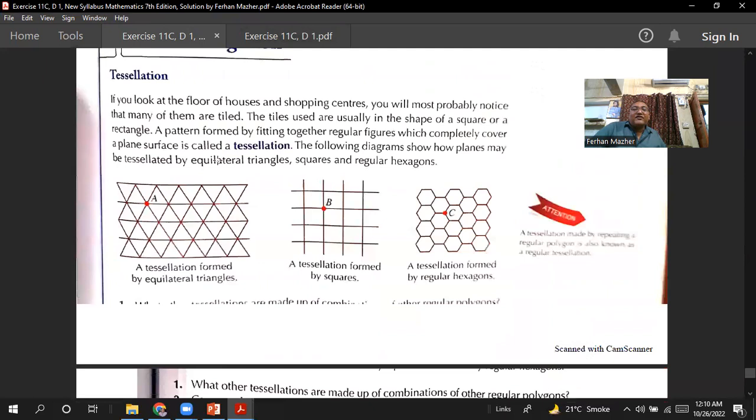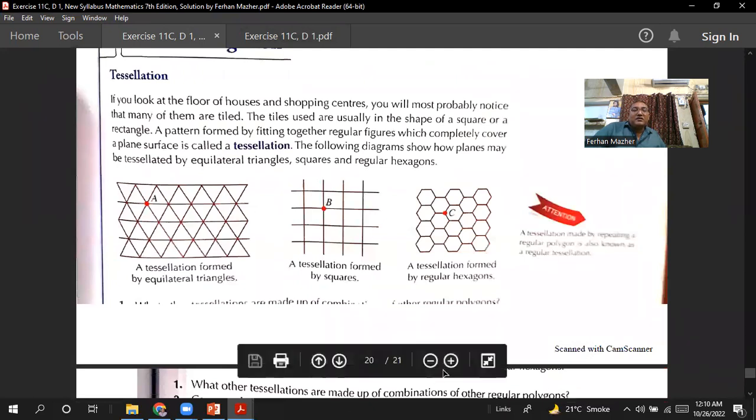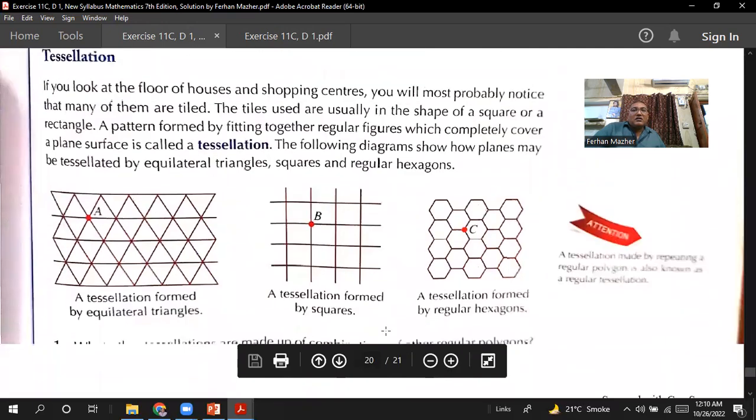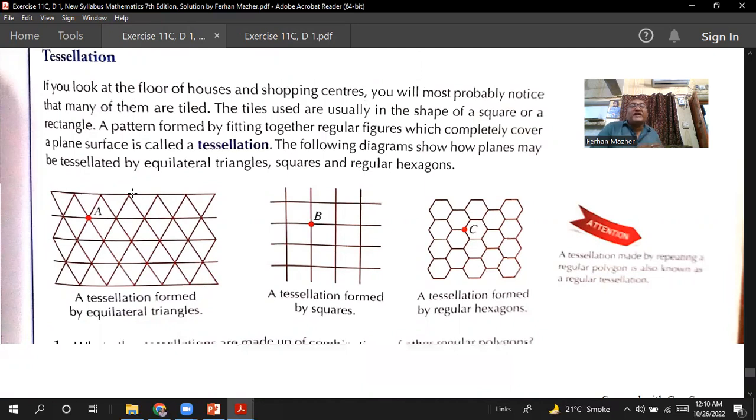Okay, so here we also have, if you look at the floor of houses and shopping centers, you will most probably notice that many of them are tiled.